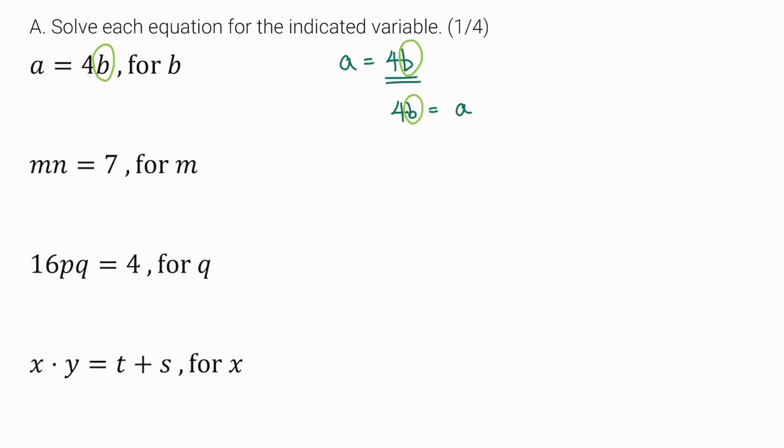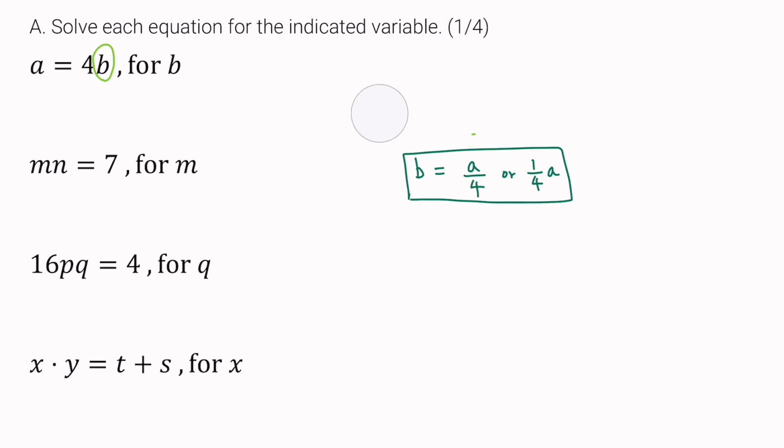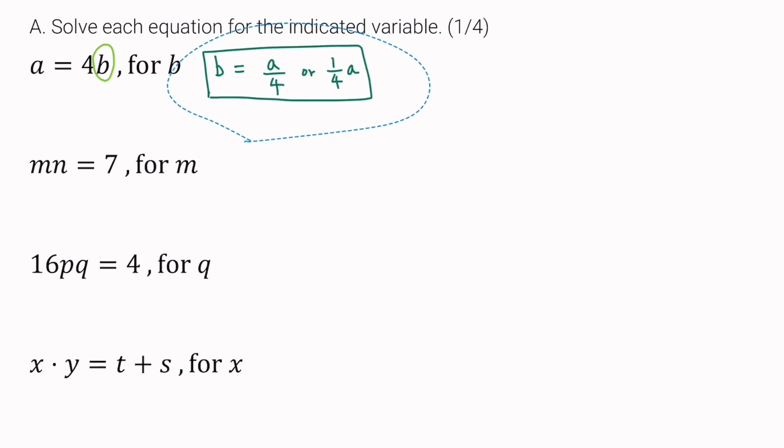So what I'm going to do is divide both sides of the equation by 4 so that I can get rid of this coefficient of 4 in front of b. That way I get b is equal to a over 4, or it's the same thing as 1 over 4 times a. So that's going to be my answer for that first question right there. I am going to place it right there for your reference. Meanwhile, let's move on to the second question.